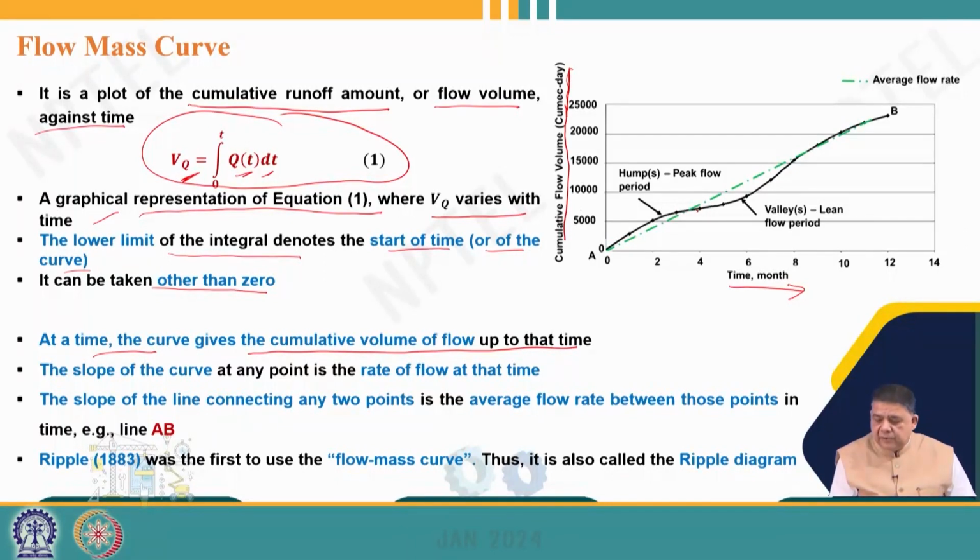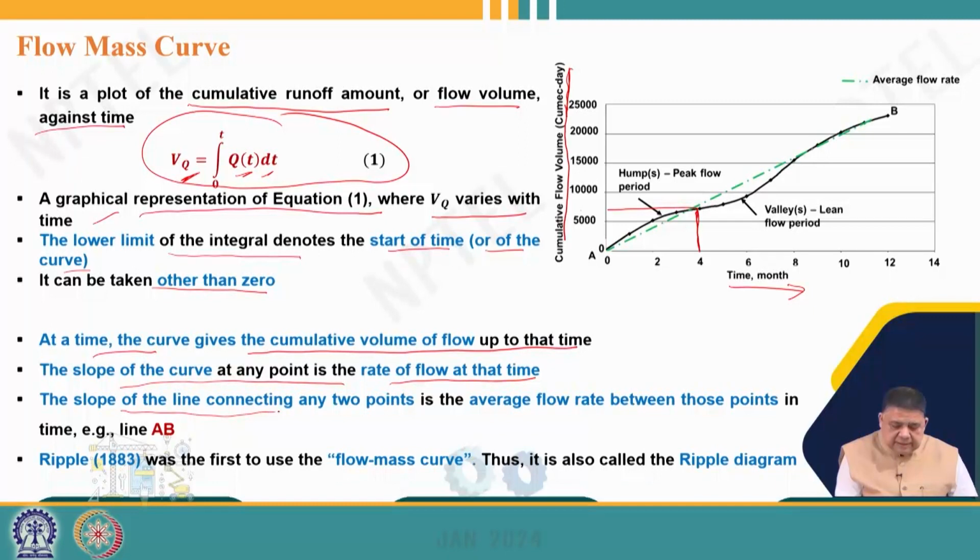So, suppose I want to find out the cumulative flow up to, say, month 4, then obviously I can find it by reading this curve. And the slope of the curve at any point is the rate of flow at that time. So, I can find out the slope of the curve at any given point, and that will tell me the rate of flow at that particular point.